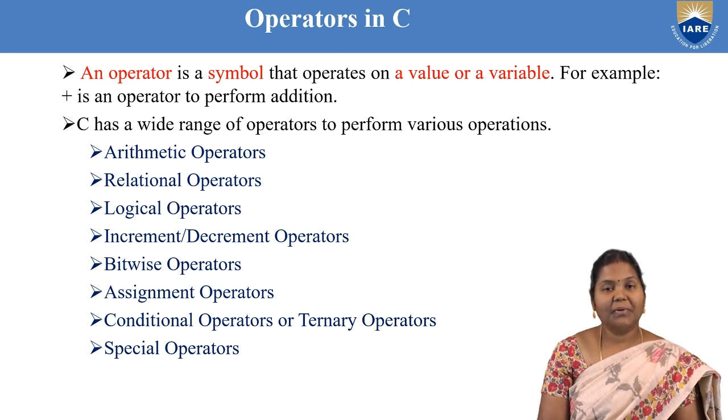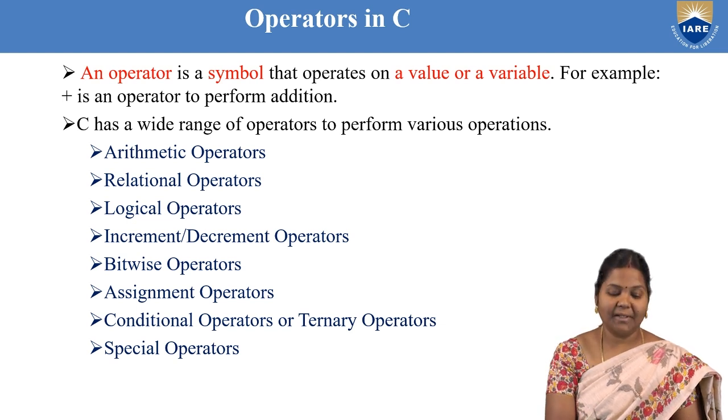C language provides a range of operators for doing various operations. Let us see the categories of operators that C language supports. The first category is arithmetic operators, then relational operators, logical operators. The fourth one is bitwise operators, then increment and decrement operators, assignment operators, the conditional or ternary operator, and special operators. These are the categories of operators that C language supports. Today we are going to discuss the operators available in each category with examples.